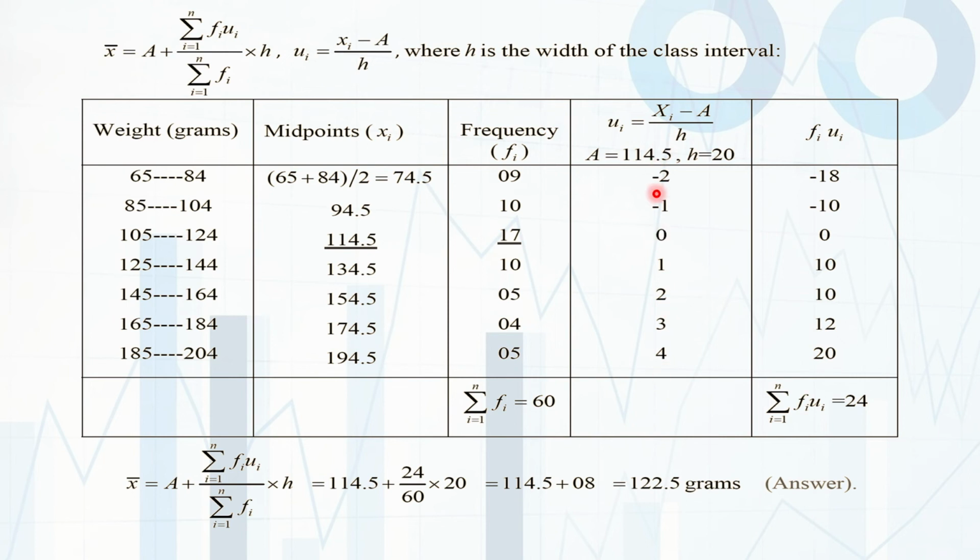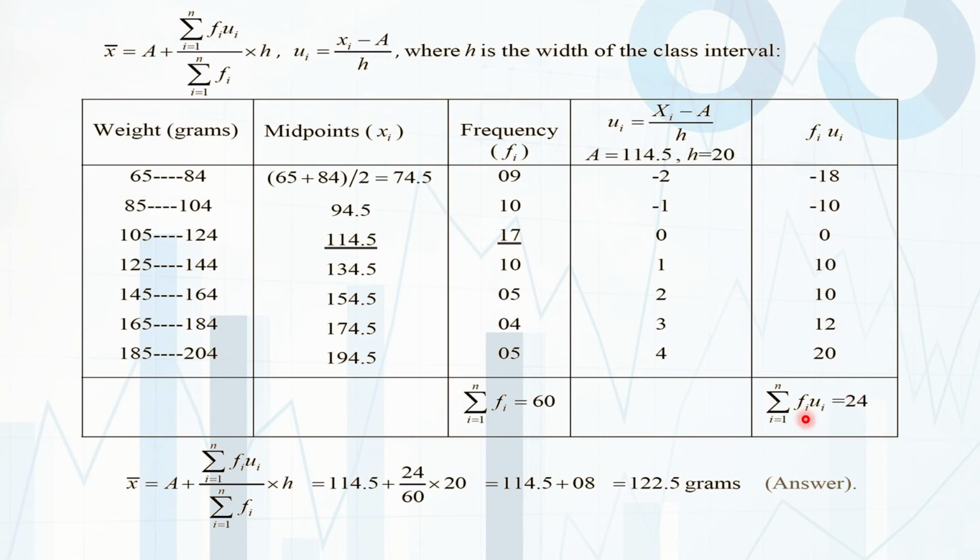So you can find the product with the frequency without using a calculator. You can simply take their squares as well, their sum as well. So everything is very simple now, you see. So we have 9 into minus 2, minus 18, minus 10, and so on. We add them, that would give you 24.